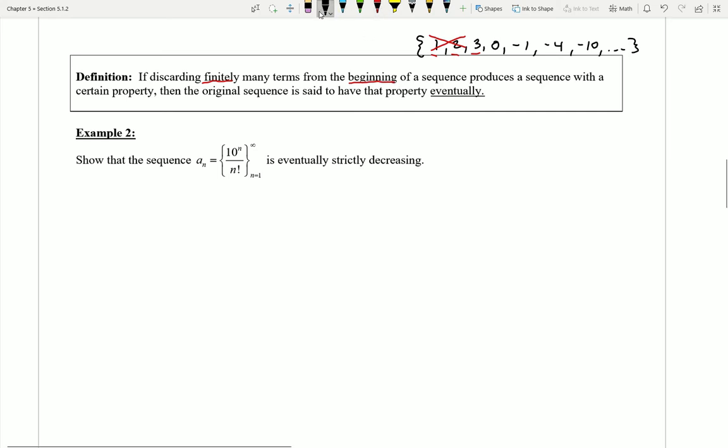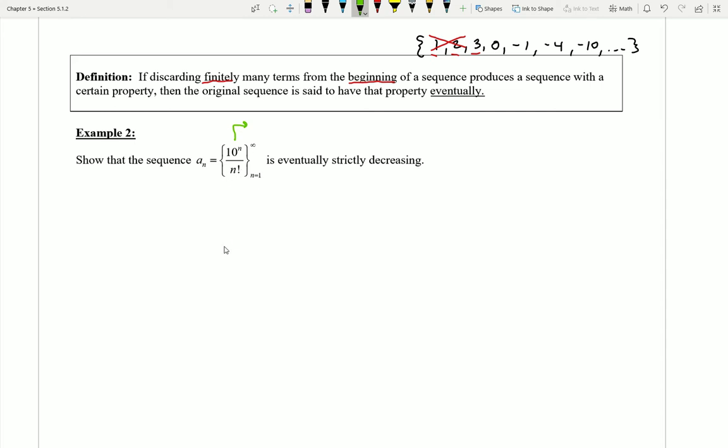So let's take a look at how this would apply down here in example 2. I want to show that this sequence is eventually strictly decreasing. Eventually, it only goes down. Well, I can start to see here that if I was to write out some of the terms of this sequence, let's see, by plugging in a 1, I would get 10 to the first over 1 factorial.